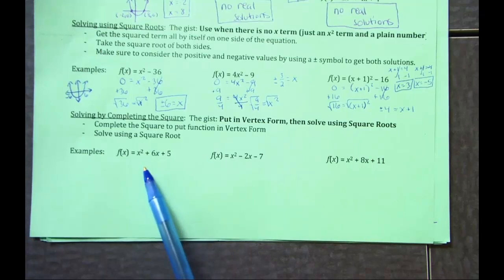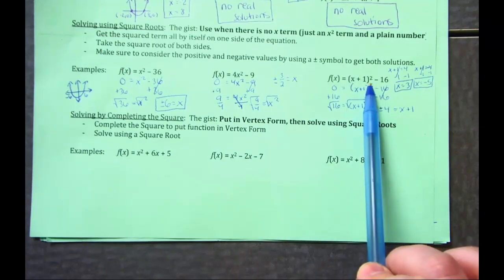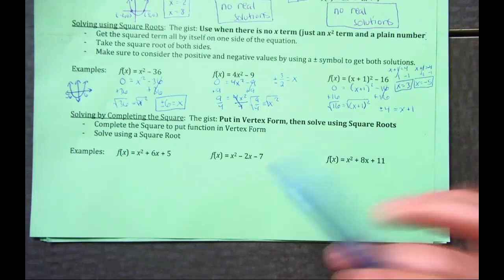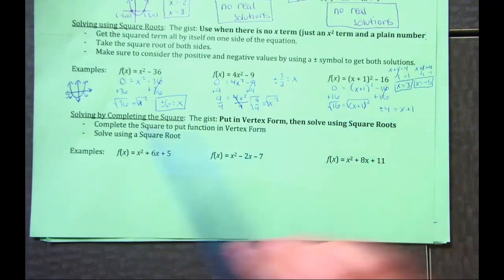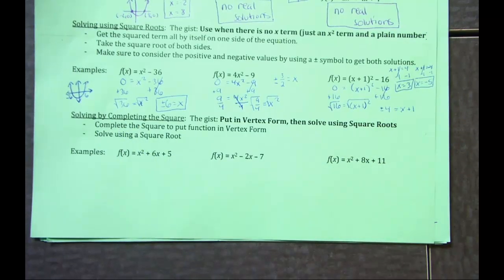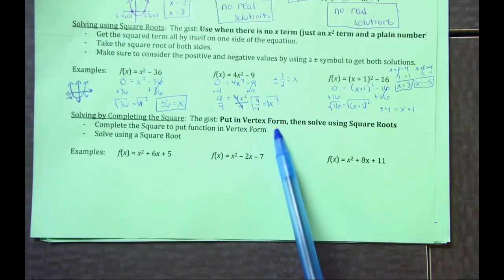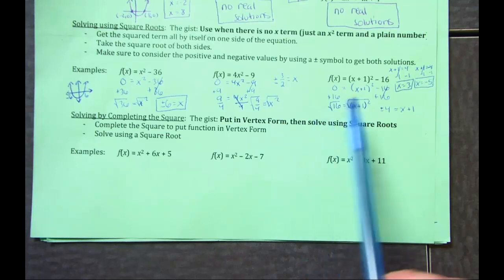And if you have an equation in standard form, the way that you get it into vertex form is by completing the square. So today we're going to talk about the bottom of the front of the last page of your notes. It says solving by completing the square. The gist of this is that if you can put it in vertex form by completing the square, then you can solve it using square roots exactly like we did for the past few days.